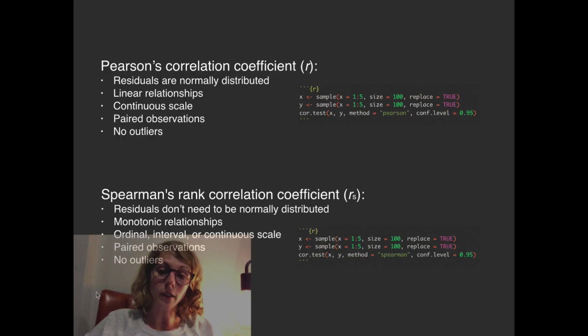So how do we compute these statistics? Well, R has a really handy function called cor.test that we can use. So I've drawn up a few examples here for you to follow along with at home.